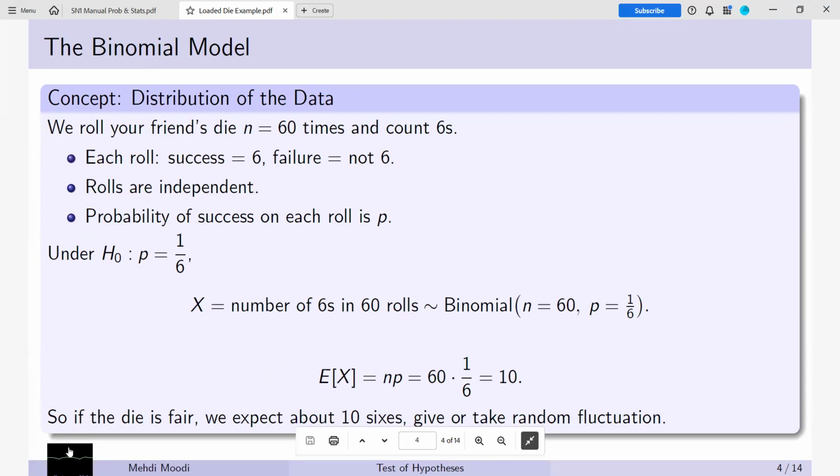Here we model the number of 6s with a binomial distribution. If the die is fair, the average number of 6s in the long run is 10 out of 60. Randomness means sometimes more, sometimes fewer, but 10 is the center of the distribution.